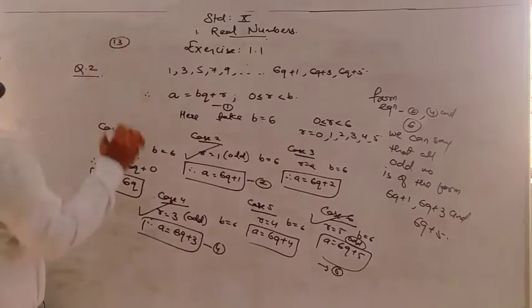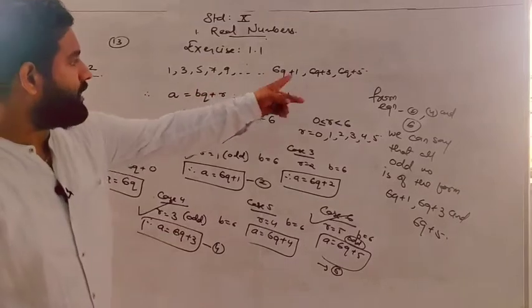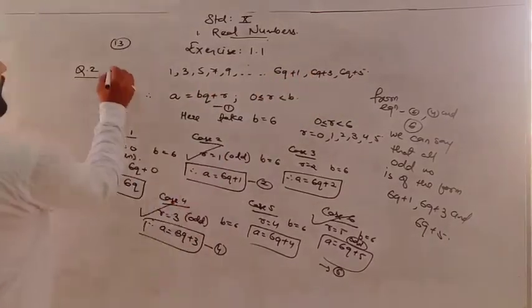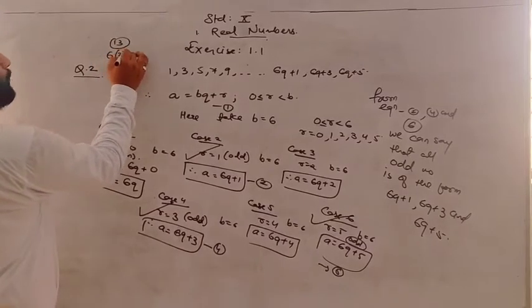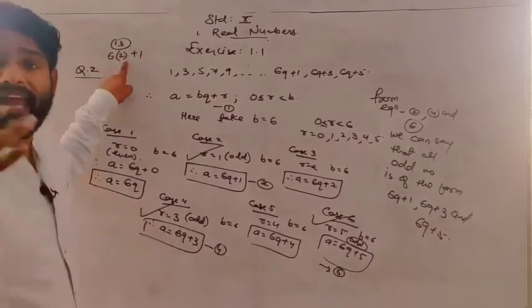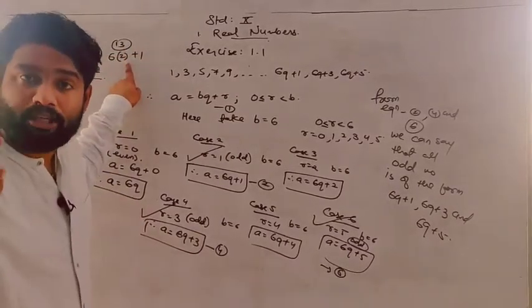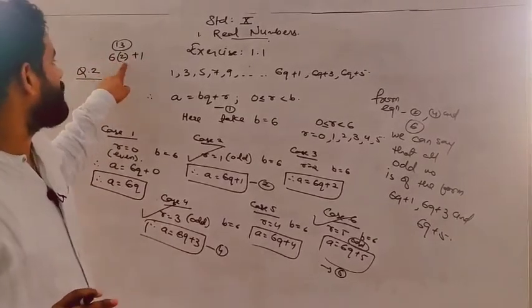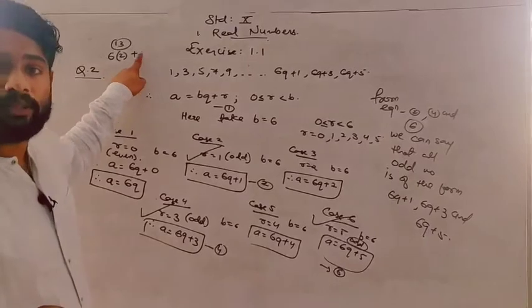13, is it an odd number? Yes. Can you represent it in any one of these forms? Yes, I can. I can write 6 into 2 plus 1. See, q can be any number. q can be any positive integer. But here it should be 6, here it should be 1. So 6q plus 1. 6 2s are 12, 12 plus 1, 13.